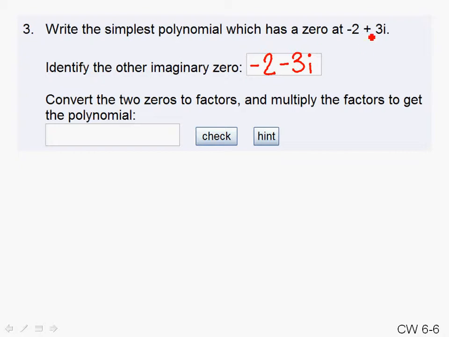Okay, complex conjugate, we just change the symbol in the middle. If it's plus, it becomes minus. If it's minus, it becomes plus. We always have to have the real part on the left side and the imaginary part on the right side.